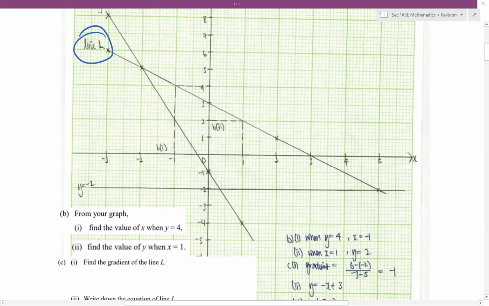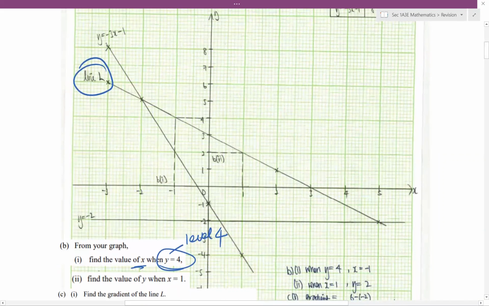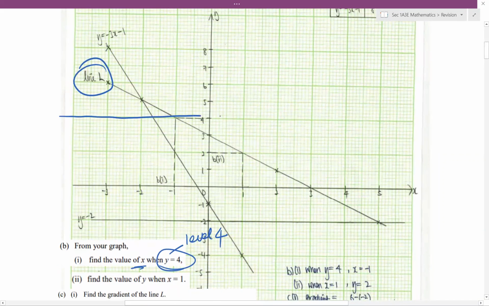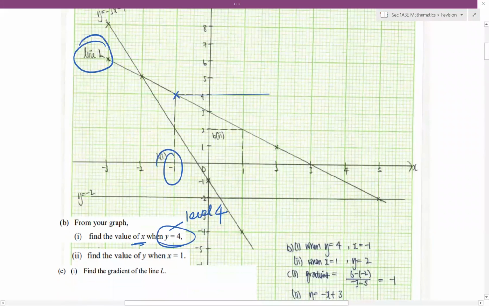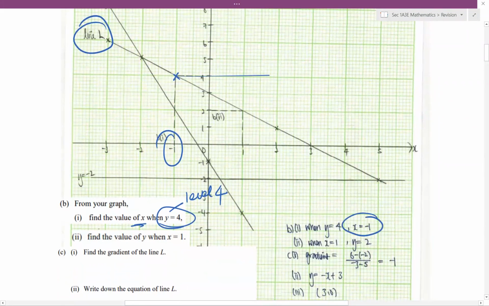Now, B part 1. Find the value of x when y is equal to 4. Y equals to 4 refers to level 4. So on our graph, we draw level 4. This is the line for y equals to 4, level 4. And we see where it intersects our line. In this case, it is over here. There is a point of intersection here. So find out what its block is. It is block negative 1, indicating that x has a value of negative 1.